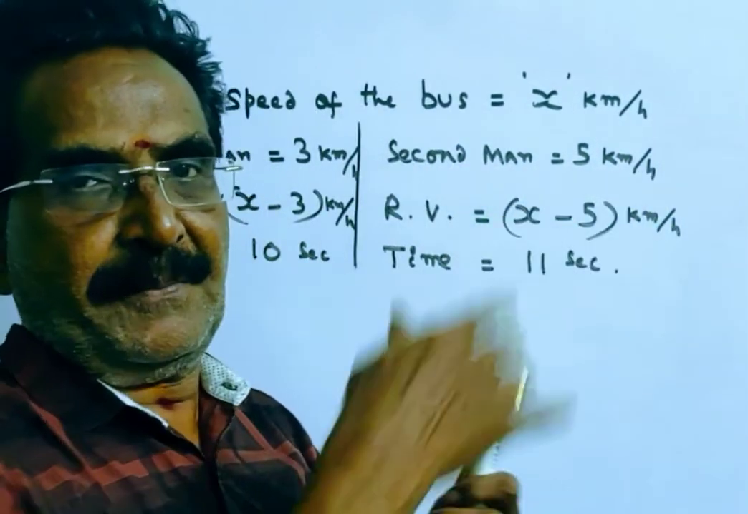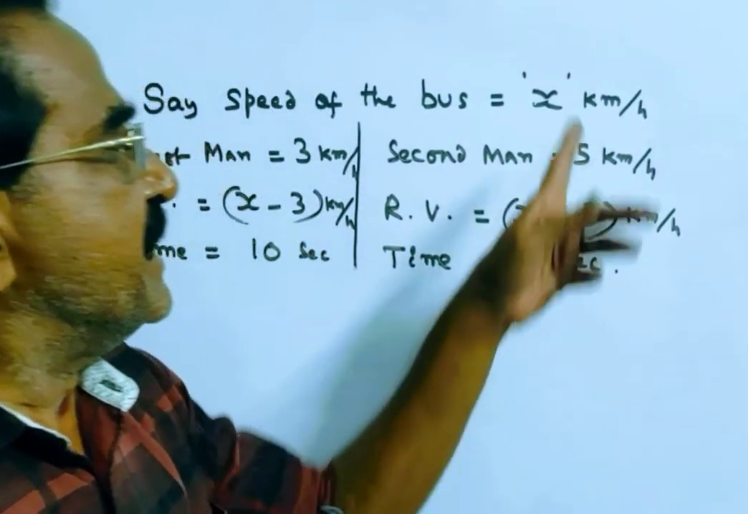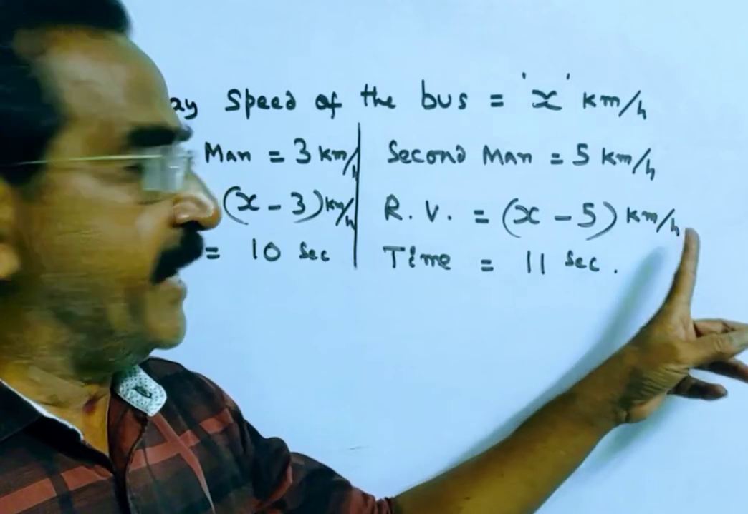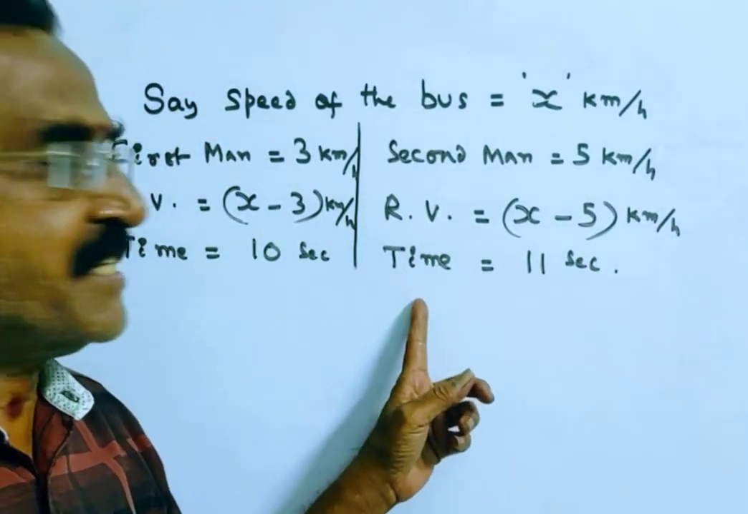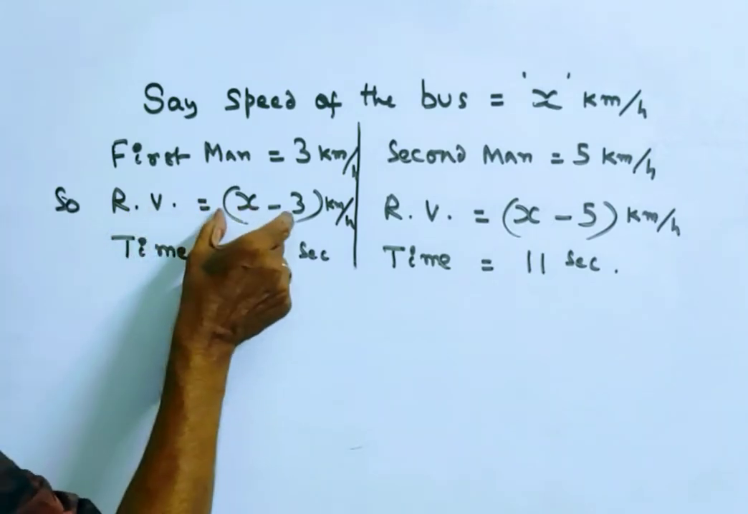Friends, the speed of the second man is 5 kmph, and this man is also moving in the same direction as the bus. So the relative velocity while passing the second man is x minus 5 kmph, and the bus passes the second man in 11 seconds. See friends, this is velocity, this is time.